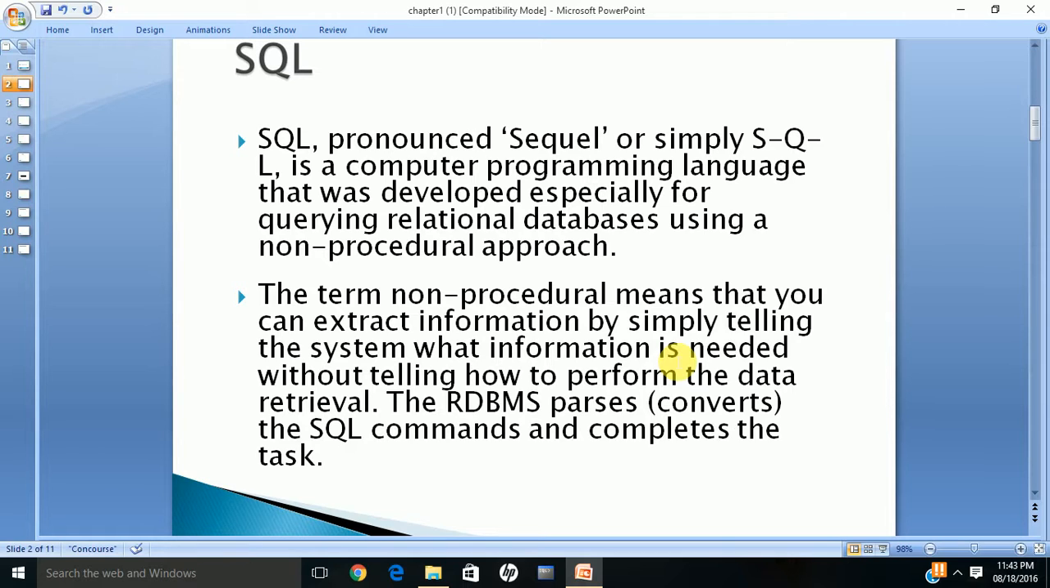Suppose, for example, there is a company with thousands or lakhs of employees, and we want to extract information of a single employee. Then we don't have to write code for it. We just have to fire a query, and that record will be in front of us. This is called a non-procedural SQL language.